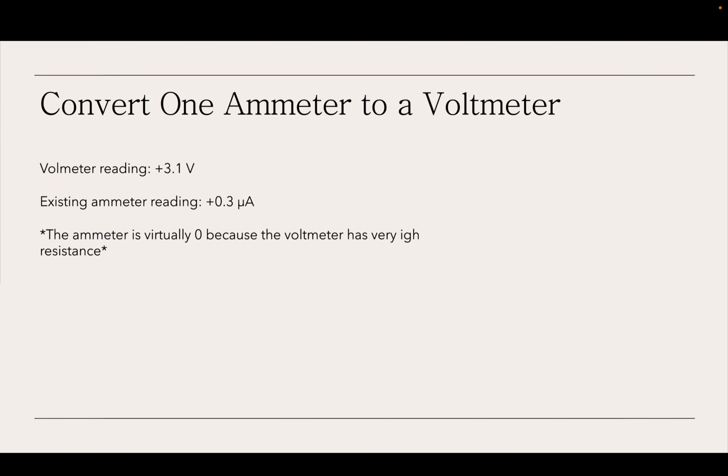Okay, so what happens when we convert one ammeter to a voltmeter? What happens is the voltmeter reads 3.1 volts and the existing ammeter reading was virtually zero. This happens because the voltmeter has very high resistance, inhibiting the flow of charge through the ammeter.